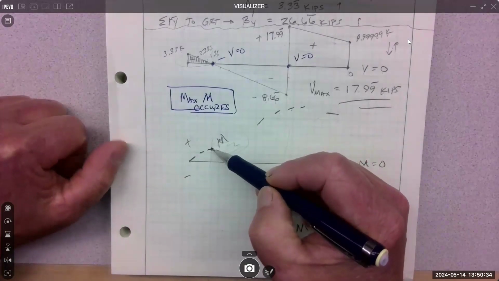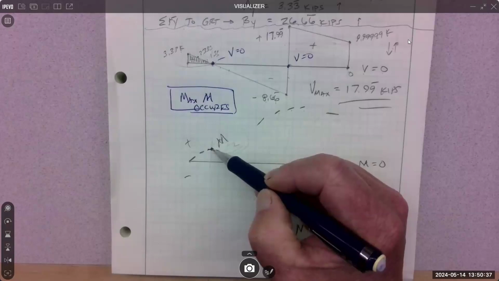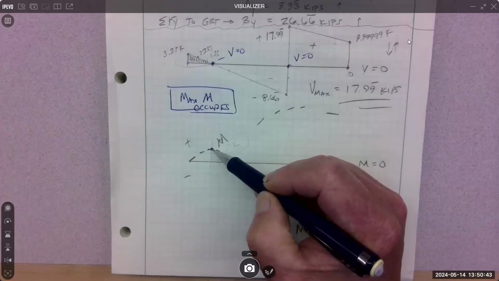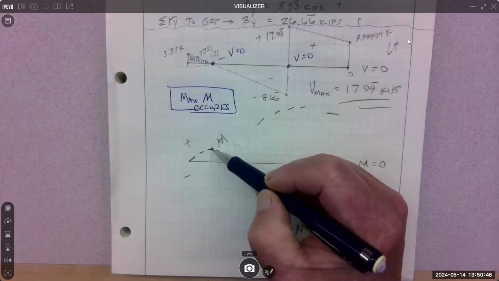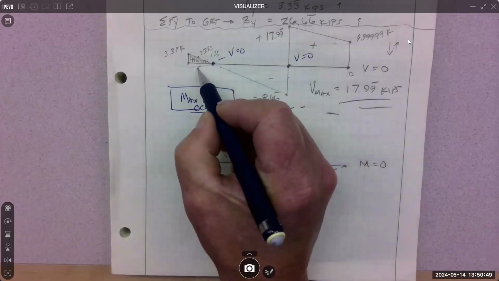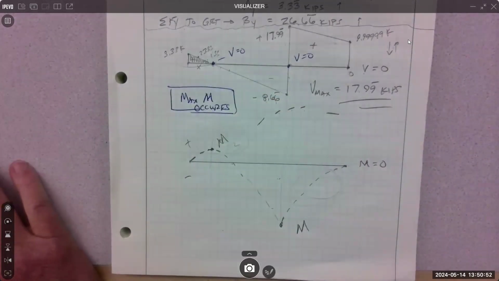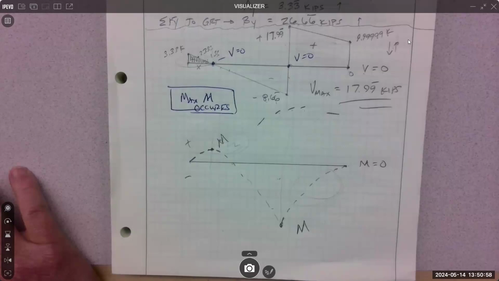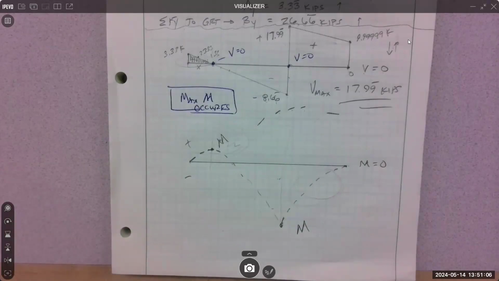Uh-oh, we have a problem. Do we know everything about that triangle? We know its height. Do we know its length? This is its length right here. You tell me what that is, because I sure don't know it. The height would be 3.33, yeah, we got that. But is the length given to us? No, we have to find it. We can figure it out.